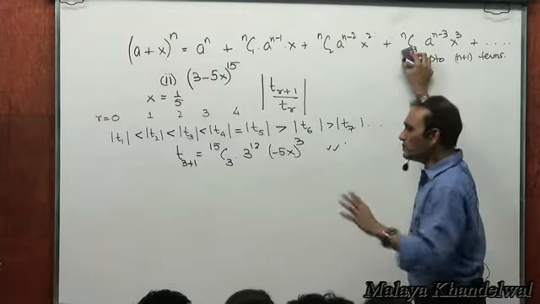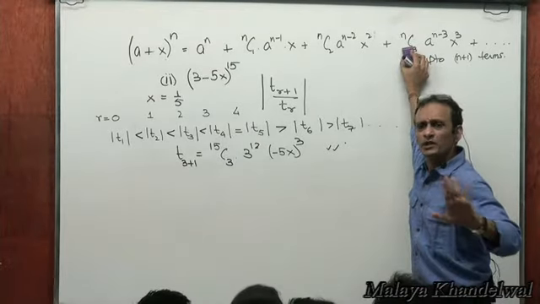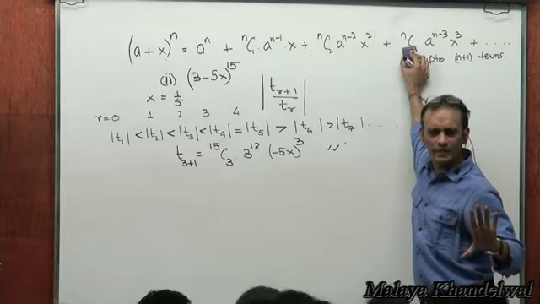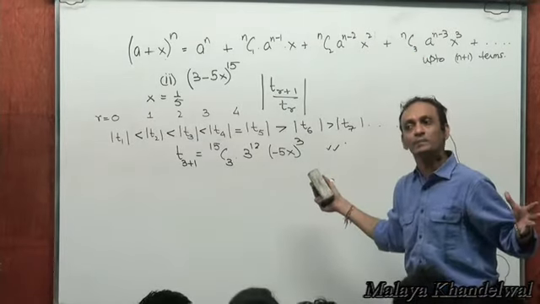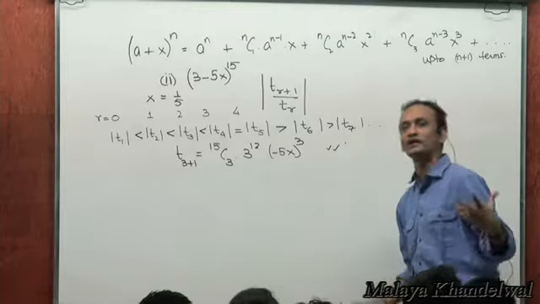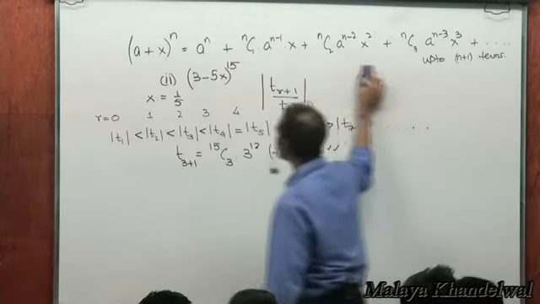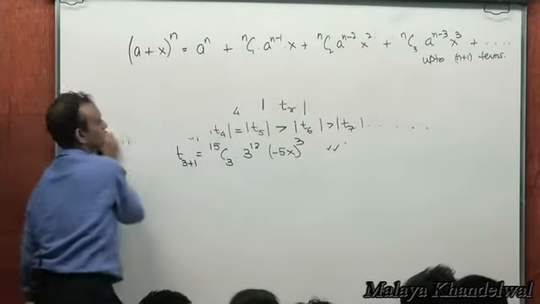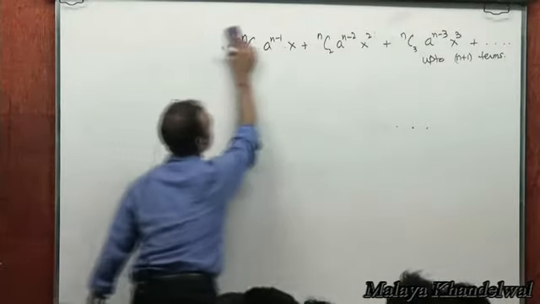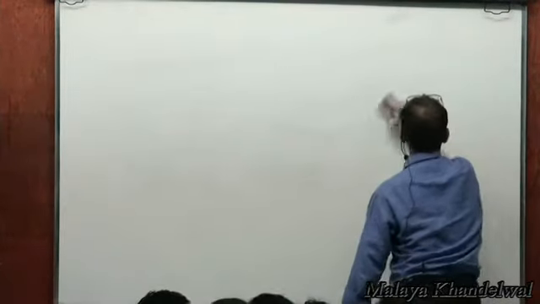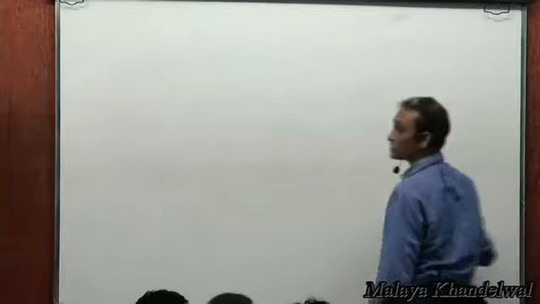Now, let me introduce another notation to you, but this much has been registered by all, right? How to find numerically the greatest term in a binomial expansion for a certain value of a and for a certain value of x, right? Now, a notation. Let me look at a notation.